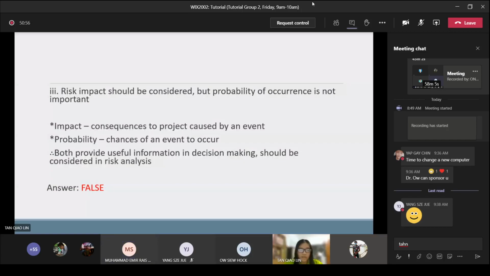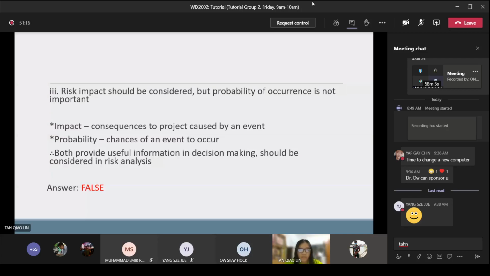The next statement is: the risk impact should be considered, but the probability of occurrence is not important. We know that the impact is the consequence to the project caused by an event, while the probability is the chance of an event to occur. Both of these provide useful information in decision making and should be considered in risk analysis. Therefore, the answer to this statement is false.